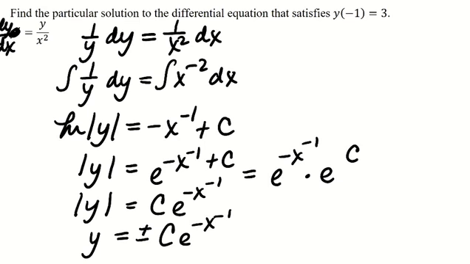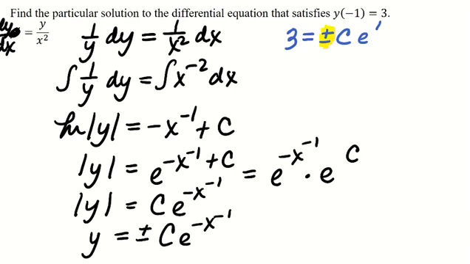All right, so y equals 3 when x equals negative 1. So 3 equals plus or minus c e to the, well, that's going to be positive 1. Well, that's interesting. First of all, it's plus or minus, not both plus and minus. Which one is it going to be? Is it going to be plus or is it going to be minus? Plus, because 3 is positive.